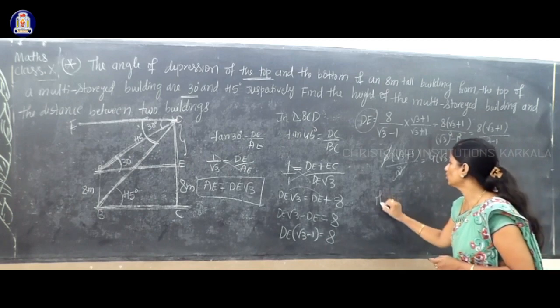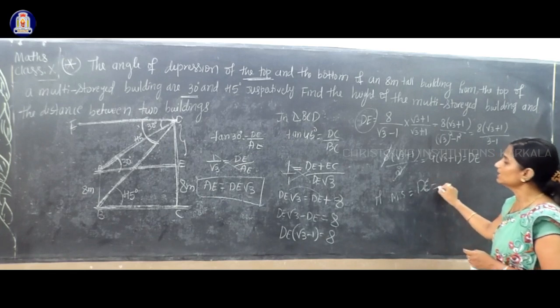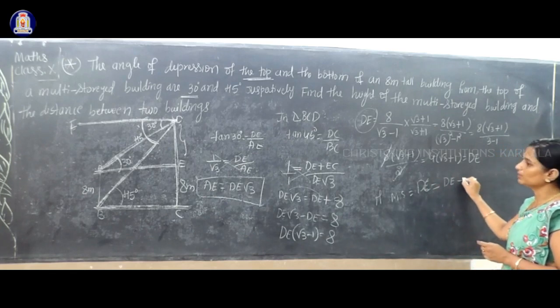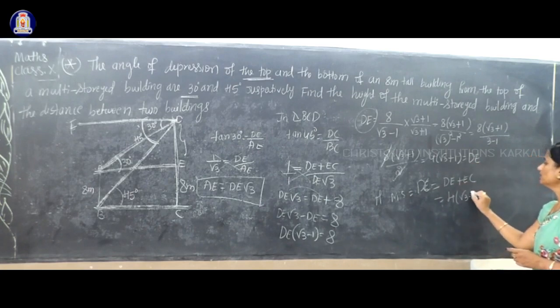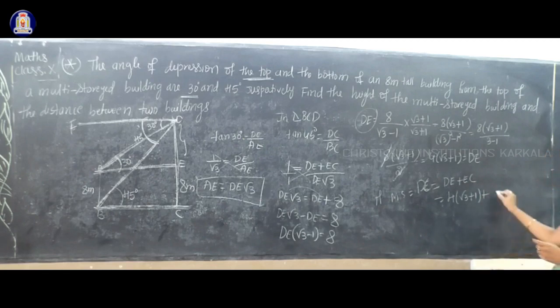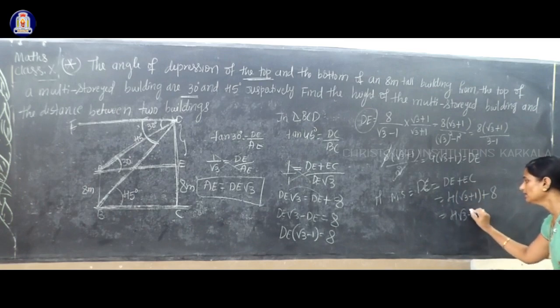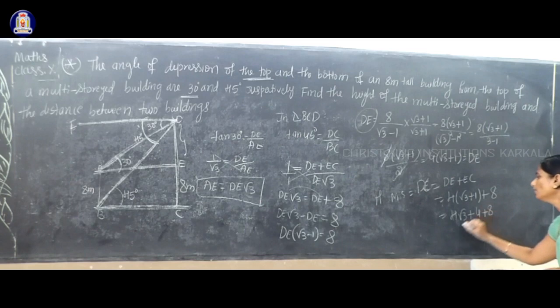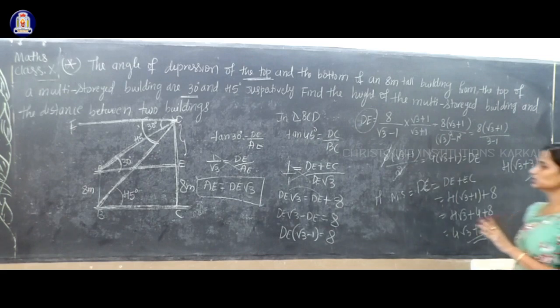So therefore, what is the height of the multi-storey tower? It is DC. DC means DE plus EC. So DE is how much here? 4 root 3 plus 1, plus EC is how much here? 8. So you can multiply here: 4 into root 3 is 4 root 3, plus 4 plus 8. How much is it? 4 root 3 plus 12. So this is the answer. Again you can take 4 outside: 4 times root 3 plus 3 meters. That is your height of the multi-storey building.